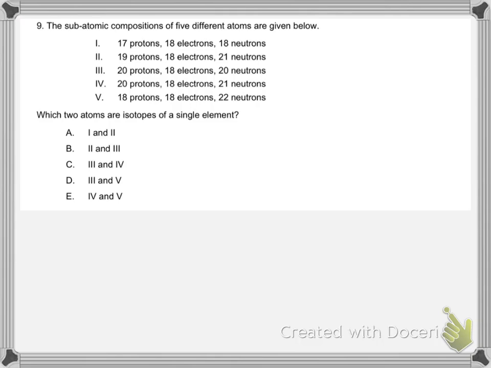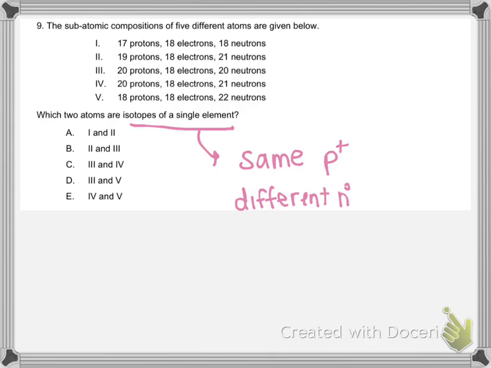Here we have different subatomic compositions, and they want us to figure out which atoms are isotopes of each other. So when we're looking at isotopes, what we're going to have is the same number of protons, but a different number of neutrons. And then we don't have to consider the electrons at all.